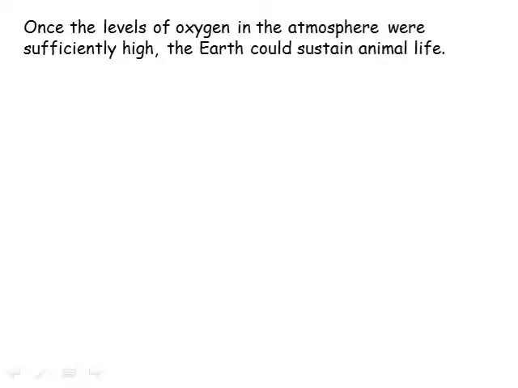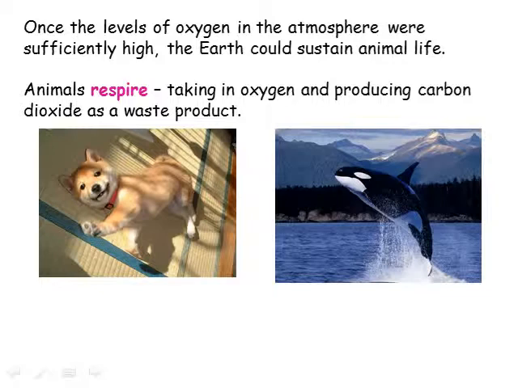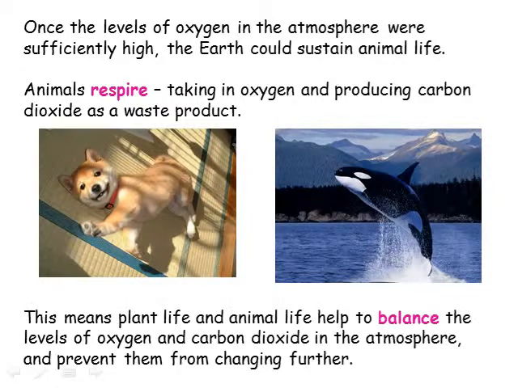Eventually there was sufficient oxygen in the air to support animals that respire by taking in oxygen and releasing carbon dioxide. In this way, plant life and animal life balanced the levels of oxygen and carbon dioxide, keeping them from further change.